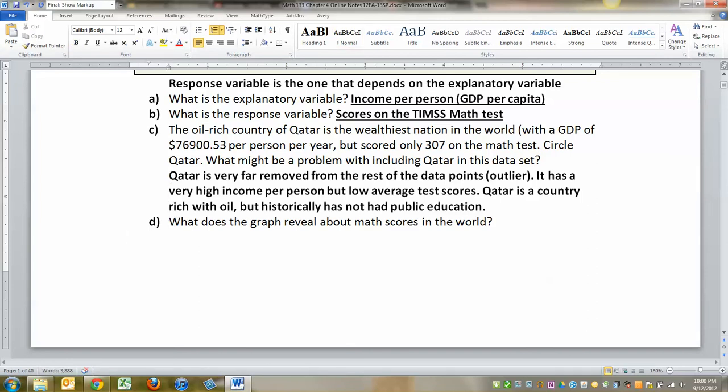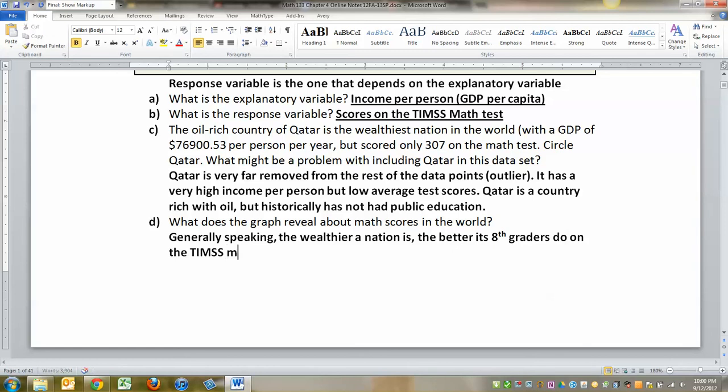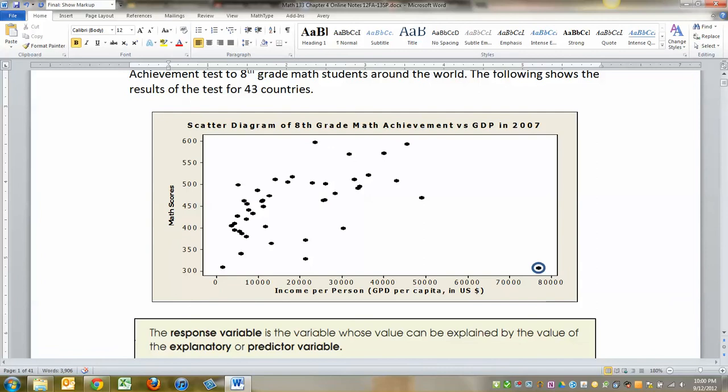Well, not surprisingly, generally speaking, with the exception of Qatar, the wealthier a nation is, the better its 8th graders do on the TIMSS math test. If you disregard this guy down here at the bottom corner, just look at what's left. The higher the countries, the higher their math scores tend to be. The lower the country is in income, the lower their math scores tend to be.